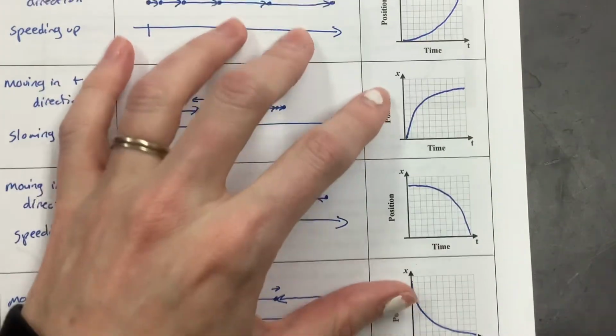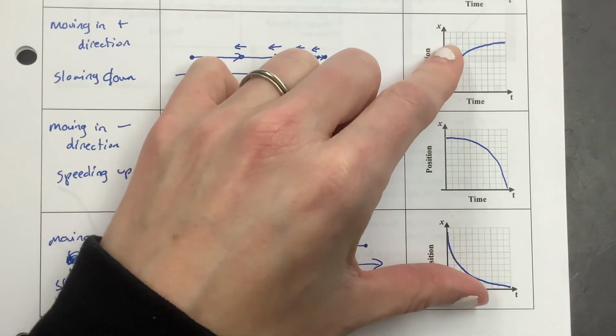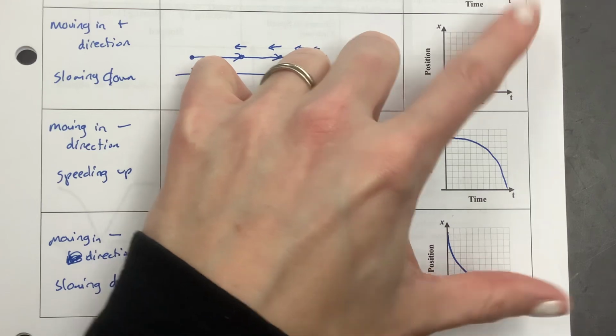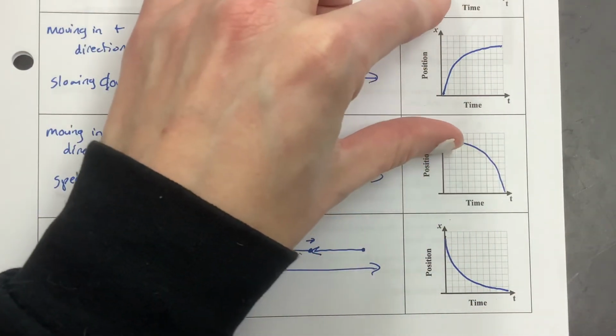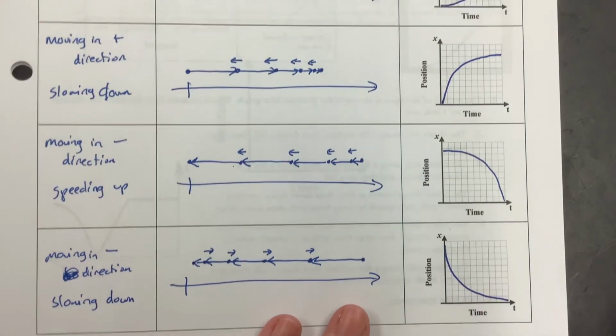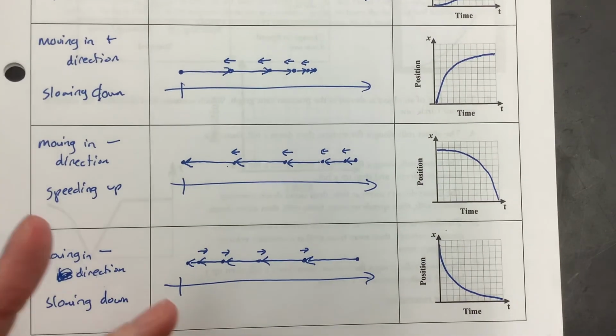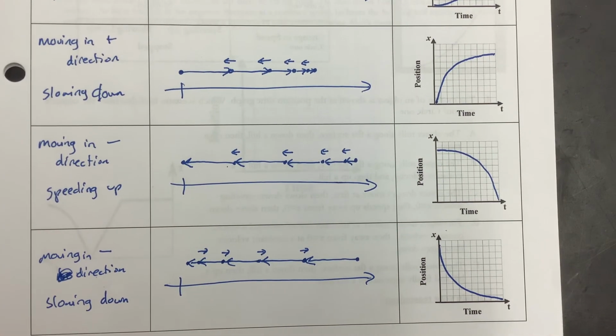So take a look at these two that are slowing down. Notice how they both start out very steep and they both end up kind of flat. Okay, and that they're the opposite of these, right? Flat to steep, steep to flat, okay? Positives go up, negatives go down, and those are x versus t graphs with constant acceleration.